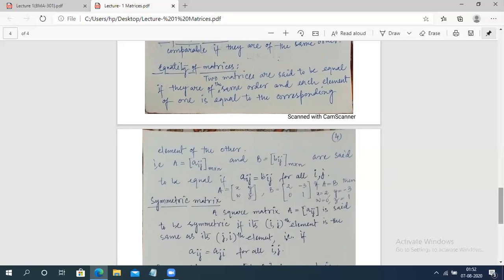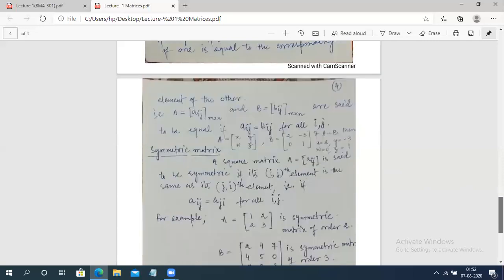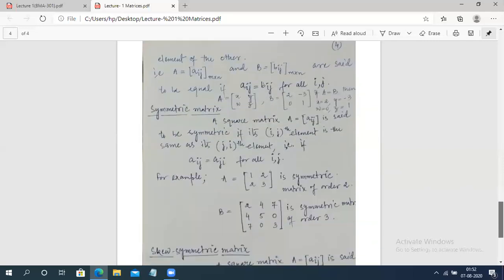नाउ सिमेट्रिक मैट्रिसेस. What is a symmetric matrix? A matrix is said to be symmetric if its ijth element is equal to its jith element. That means कोई एक मैट्रिक्स है जिसका रो को कॉलम में चेंज कर देंगे तो वो मैट्रिक्स सेम होगा, then we say that that matrix is a symmetric matrix.